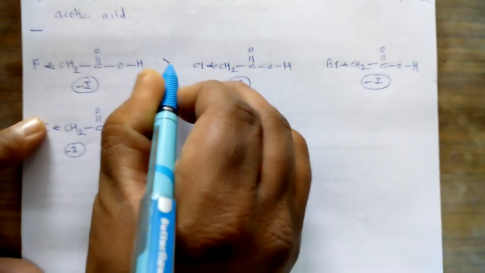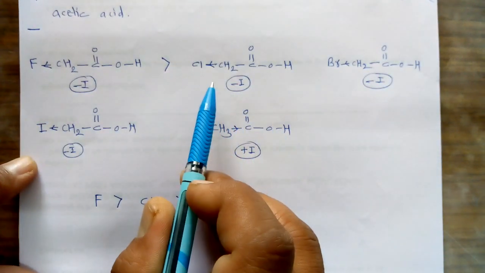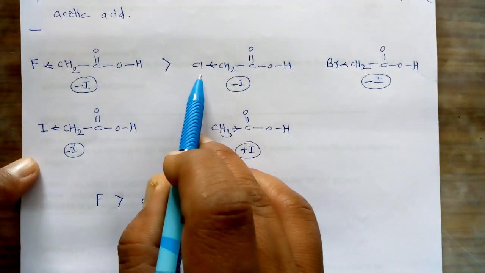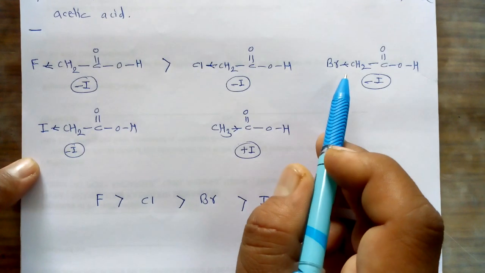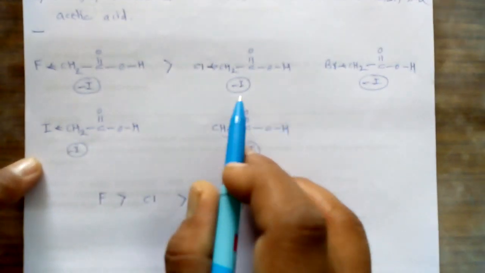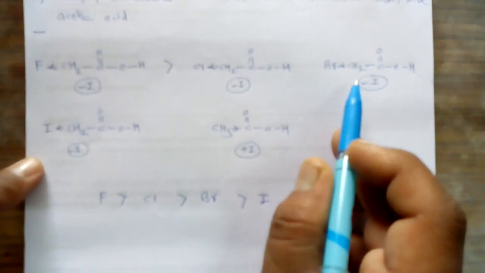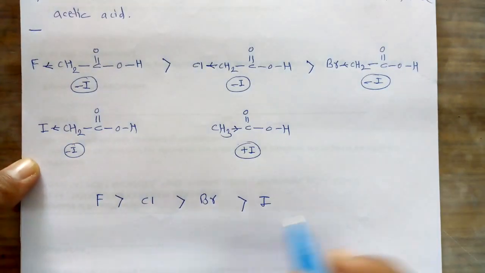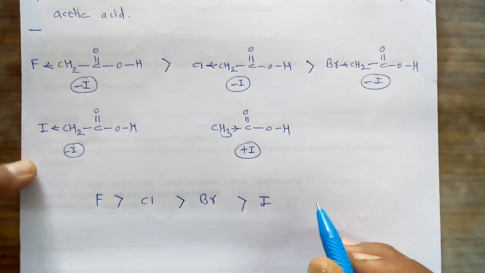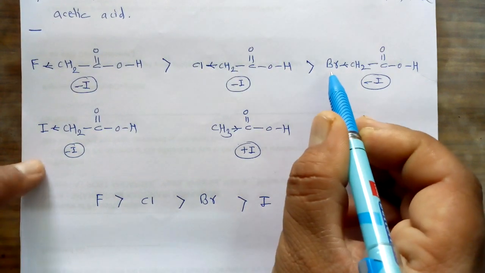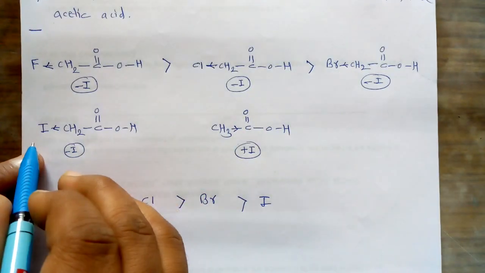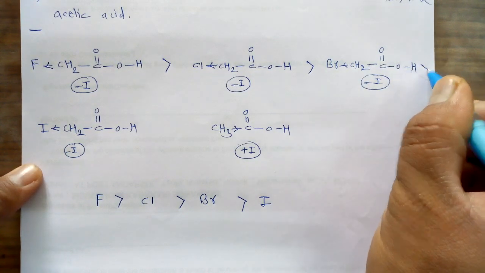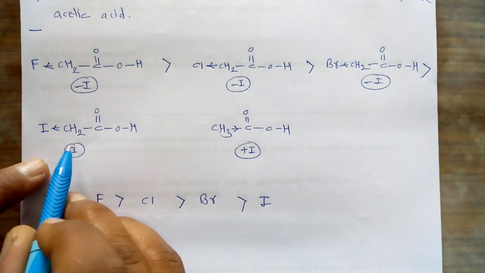It is a more acidic compound as compared to chloroacetic acid. In the second case, chlorine has more electronegativity as compared to bromine. Therefore, the magnitude of the minus I effect is more than that of bromoacetic acid. So again, it is more acidic than the bromoacetic compound. Again, bromine has more electronegativity as compared to iodine. So bromoacetic acid is more acidic than iodoacetic acid.